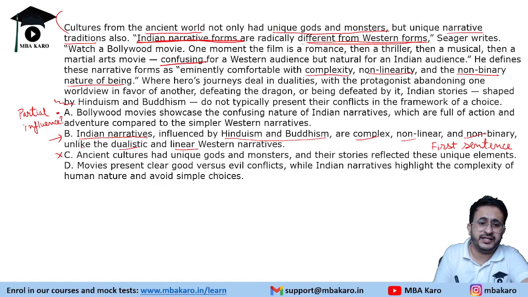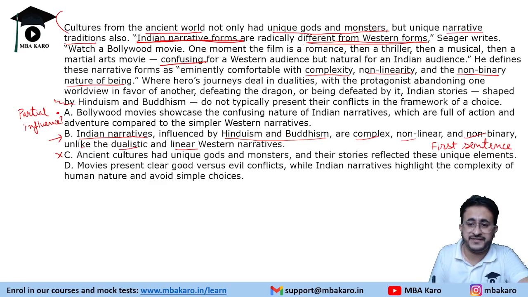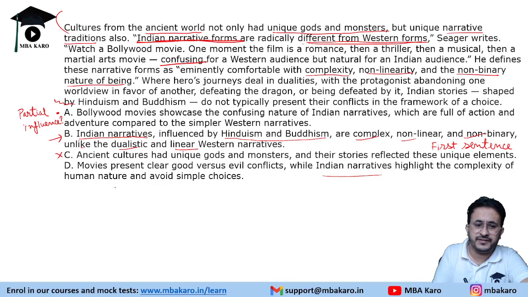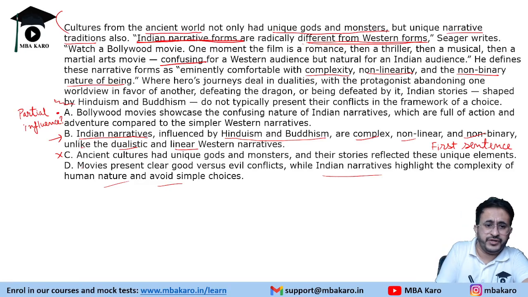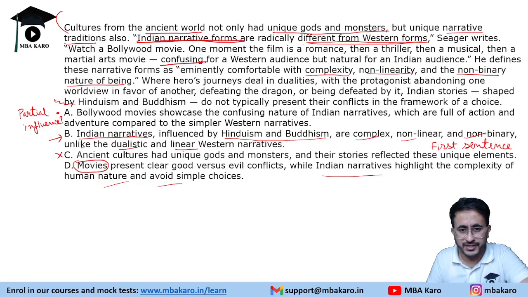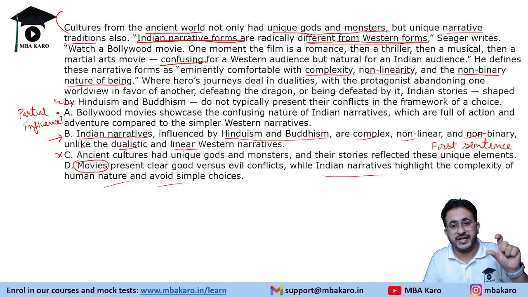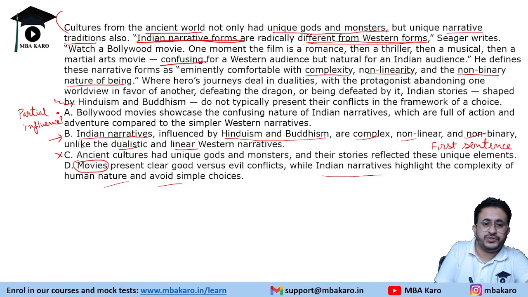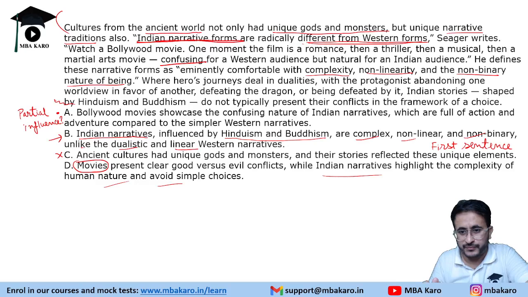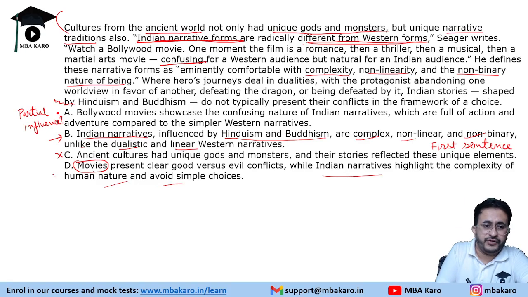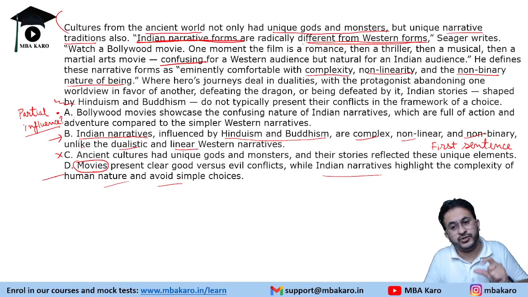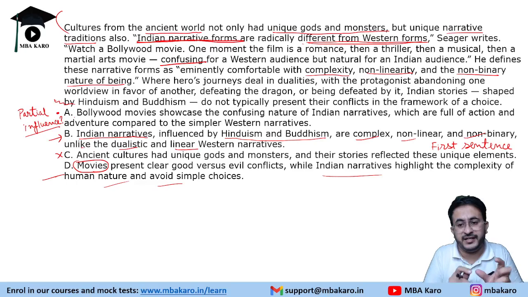The last says movies present clear good versus evil conflicts, while Indian narratives highlight the complexity of human nature and avoid simple choices. Fine, Indian narratives, human nature and avoid simple choices, that is fine. But when we say movies, it is not specified which kind of movies, right? In the passage it talks about Western movies. Now when we just use the word movies, it can refer to Indian movies also. Second, that influence part was missing in the first option also, and in this option also the influence part is missing. So that is again a key point in this paragraph, the influence part.